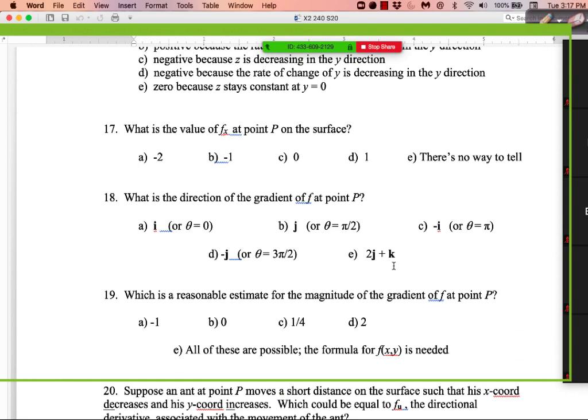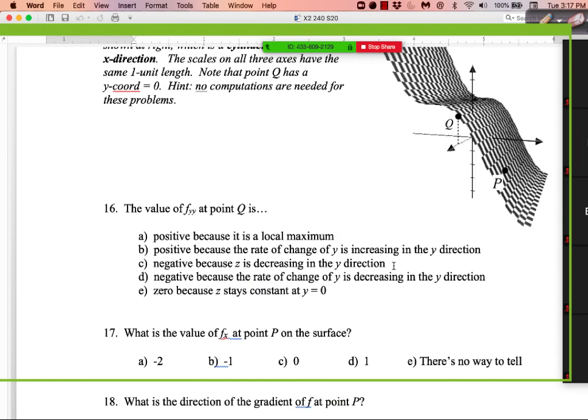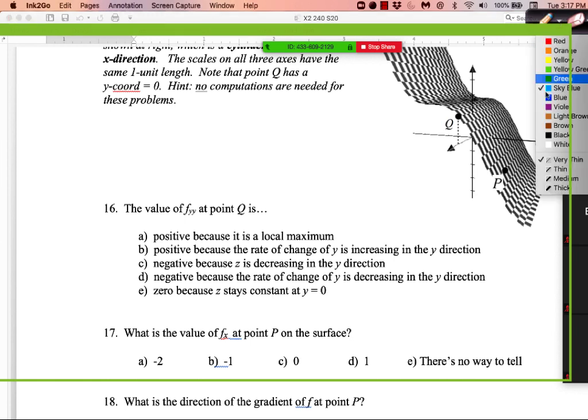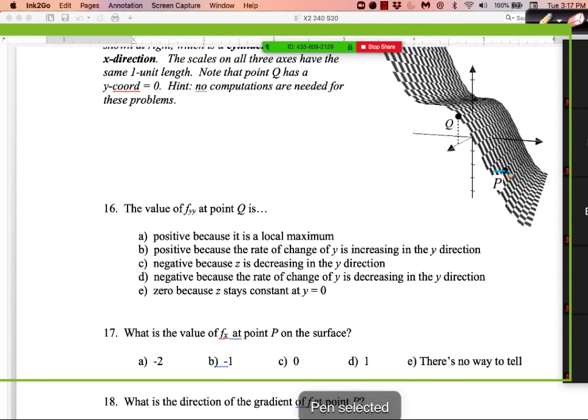Okay, so a reasonable estimate for the magnitude of the gradient. Again, thinking about rate of change, the direction of the gradient was the direction of max rate of change, and the magnitude of the gradient was the magnitude of the rate of change, if you remember. So what rate of change is that? If we just had to eyeball it, what would that be? I think 0 was a choice, and there was a negative choice, and then I think like 1/4 and 2. So which one of these would be a reasonable estimate for that rate?